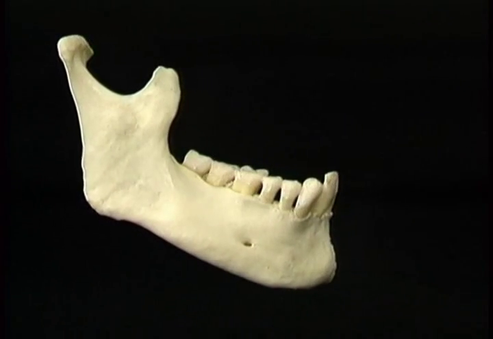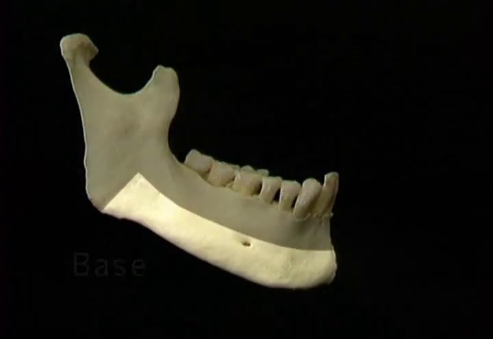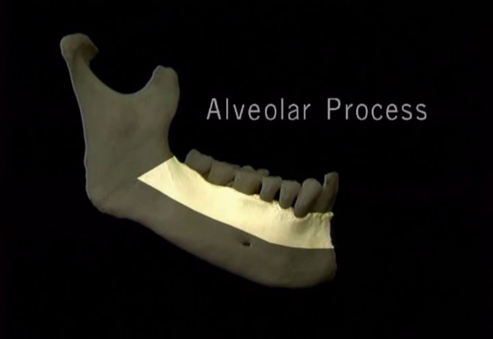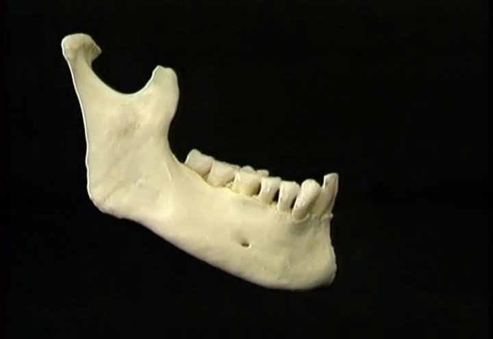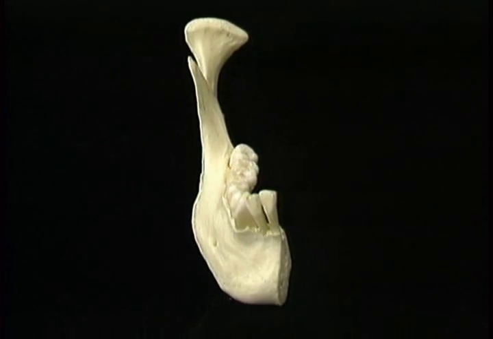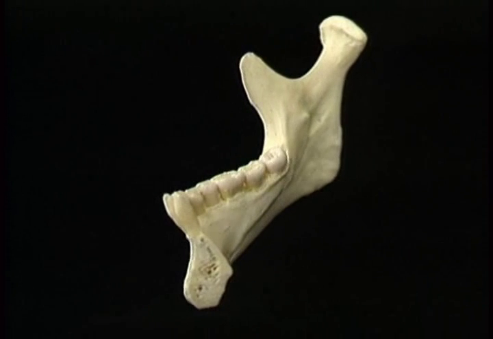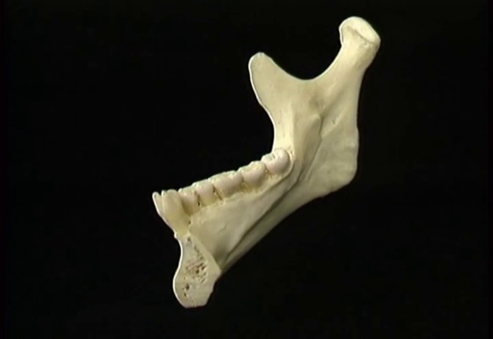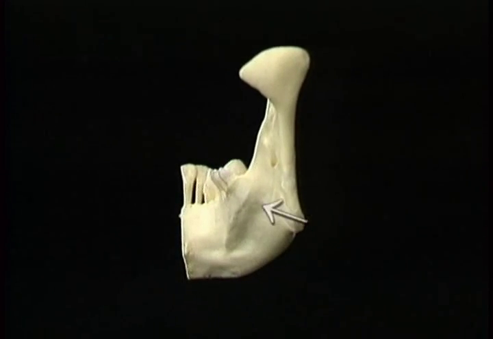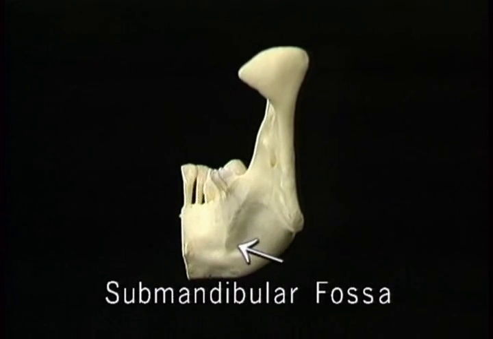The body of the mandible is described as consisting of the base and the alveolar process. The side of the body slopes upward and inward, slightly on the outer aspect, markedly on the inner aspect. The posterior part of the alveolar process bulges medially above this hollow, the submandibular fossa.